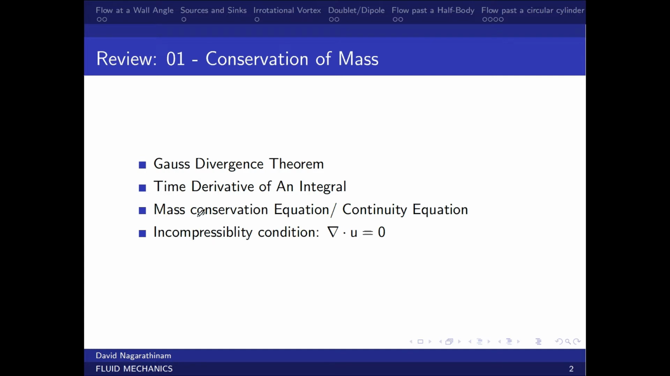about the derivation of mass conservation equation and continuity equation in fluid mechanics. And then we learnt about the incompressibility condition in fluid mechanics, which says that the divergence of the velocity vector has to be equal to 0.